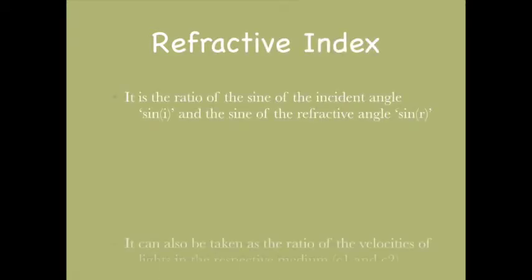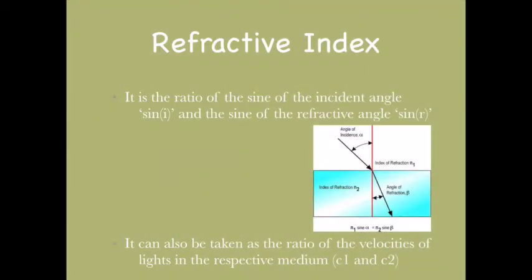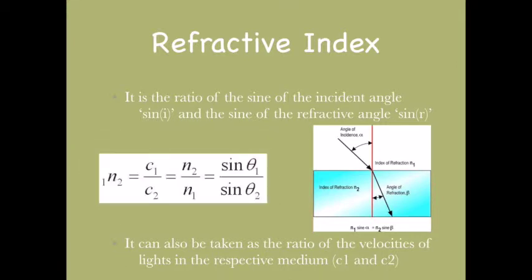So let's start learning about the refractive index. As told before, it is the ratio of the sine of the incident angle to the sine of the refracted angle. Given below are the images and this is the formula, where theta 1 is i and theta 2 is r.